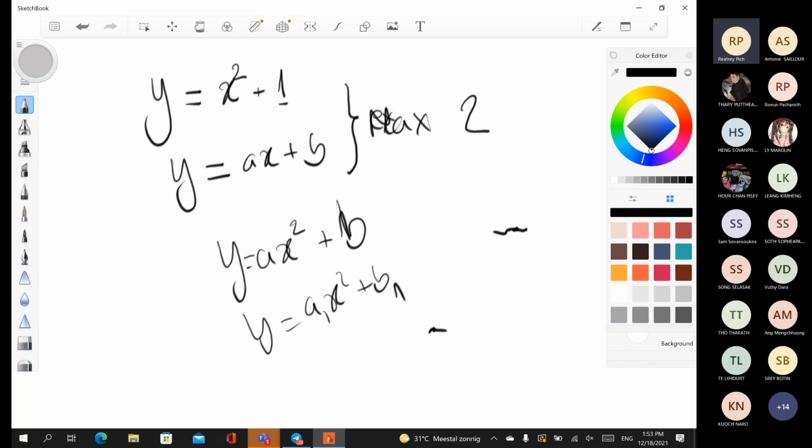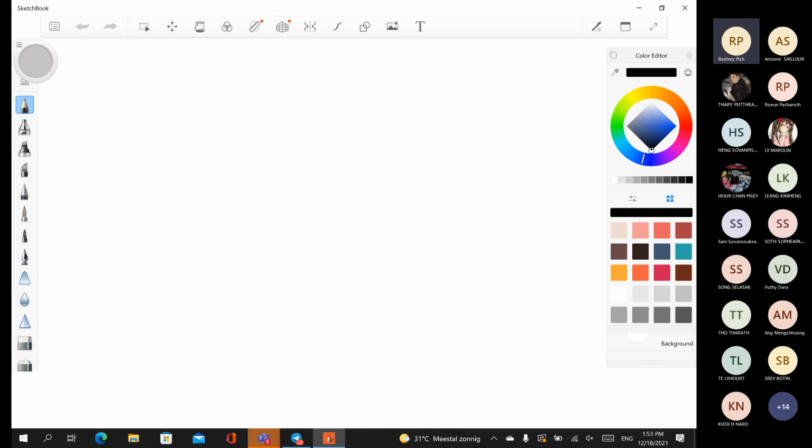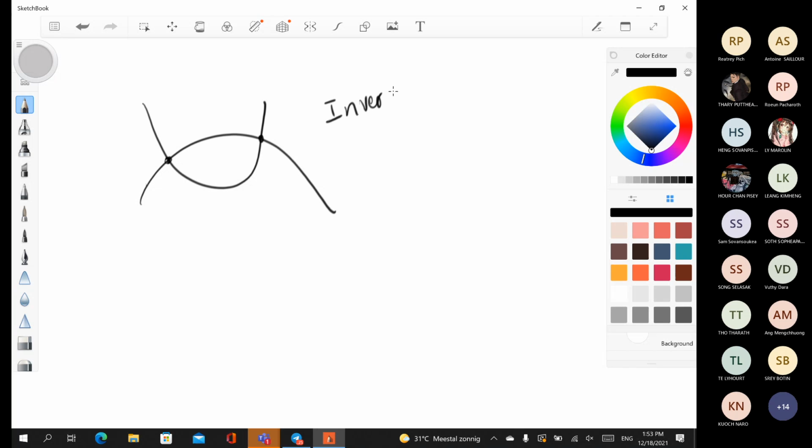I will give you the general rule, but I cannot find the exact equation for you. To find the solution when our parabola has exactly two points as a solution, you see this is the inverse equations.